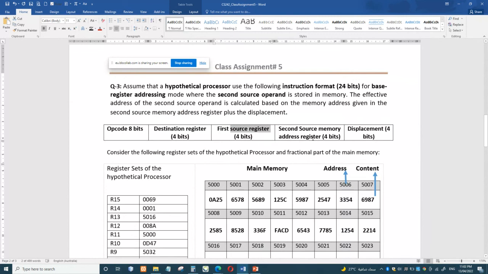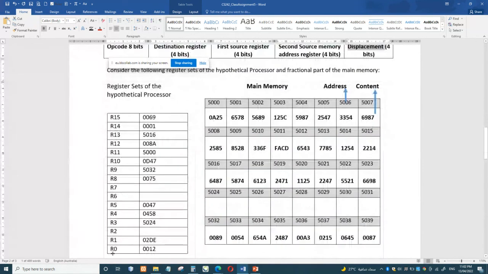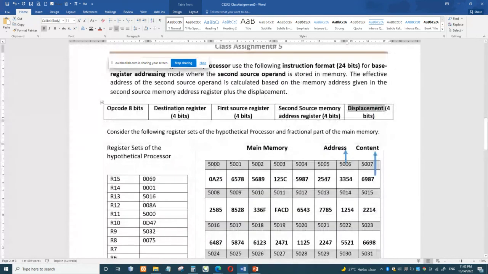From that register you have to go to the memory location, and then use the displacement value so that you can get the effective address. So for base register addressing mode, where the second source operand is stored in the memory, try to understand the instruction format. The first 8 bits are for the opcode, which tells which operation you want to perform. The destination register, 4 bits, tells where the result of this instruction will be stored, that is, in which of these 16 registers you can store your result.